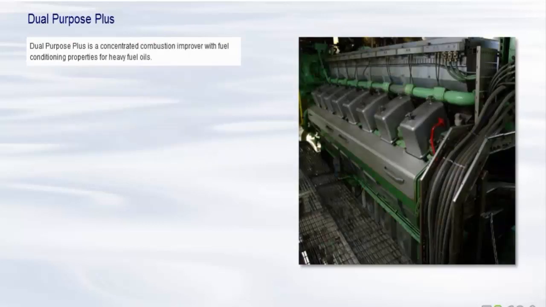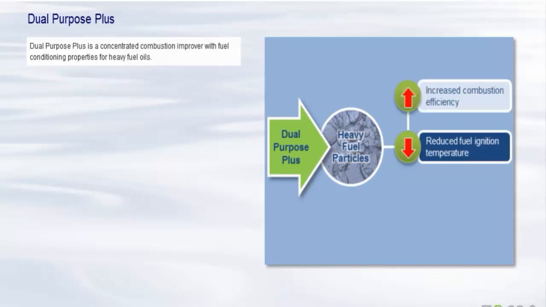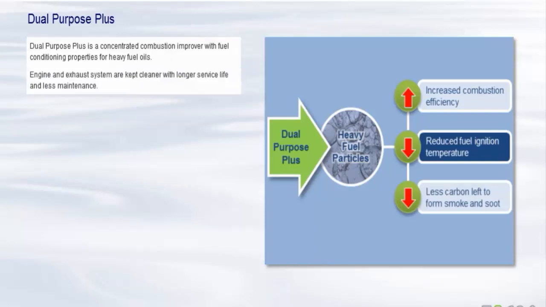Dual Purpose Plus is a concentrated combustion improver with fuel conditioning properties for heavy fuel oils. The catalysts in Dual Purpose Plus react with heavy fuel particles during combustion. The fuel ignition temperature is reduced, resulting in increased combustion efficiency with less carbon left to form smoke and soot. The engine and exhaust system are kept cleaner with longer service life and less maintenance.